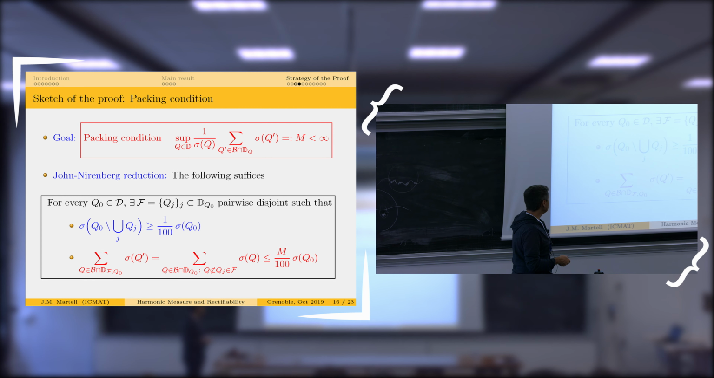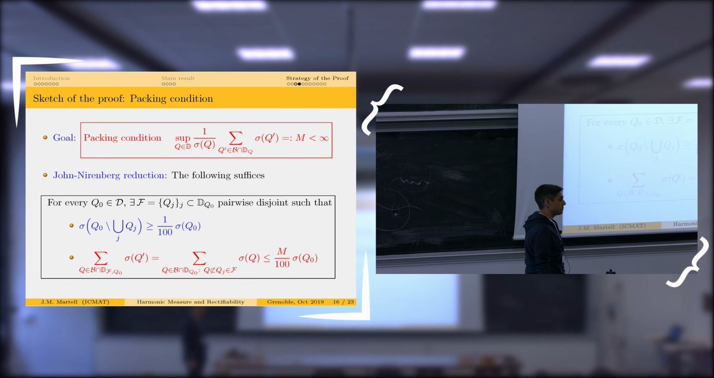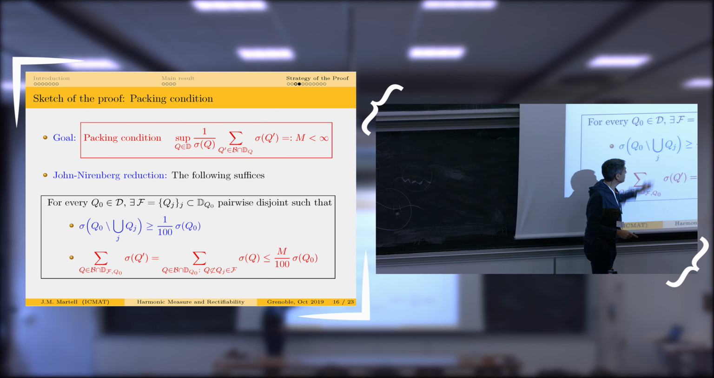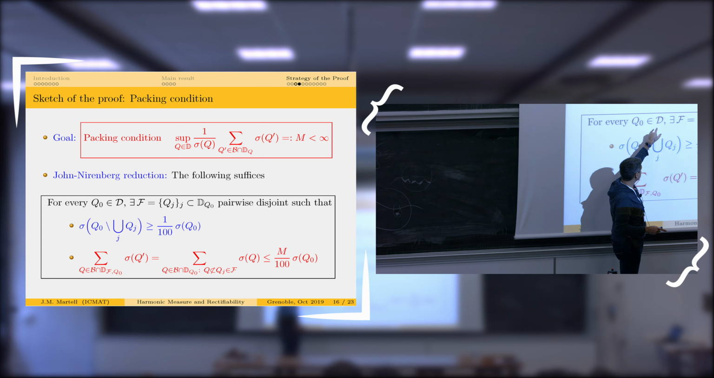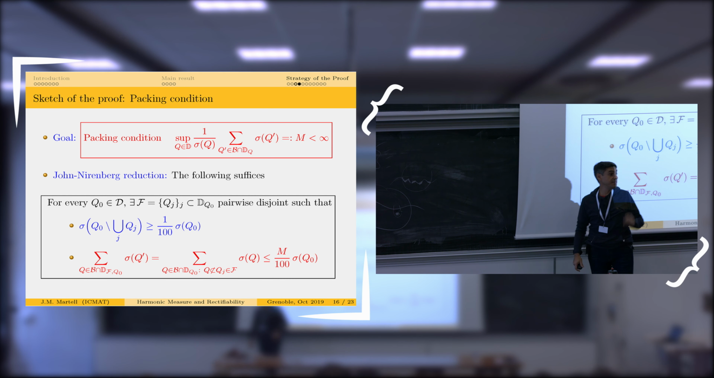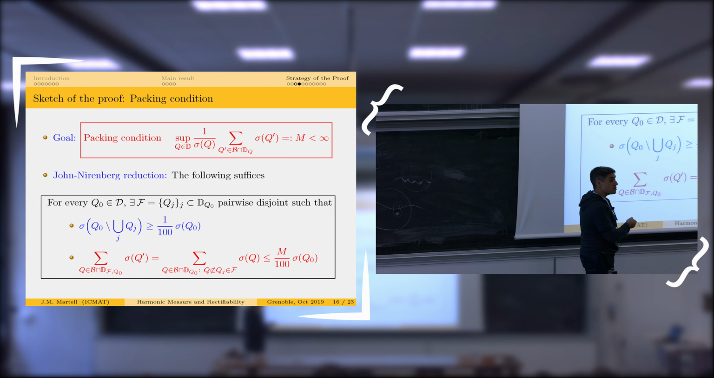And then I'm using what is called a Jones-Nemeth reduction. And that actually is a very easy exercise. The following suffices. I need to show the following. For every dyadic cube, I need to show that there is a family, which is going to be a stopping time family, of pairwise disjoint cubes, so that the following happens.